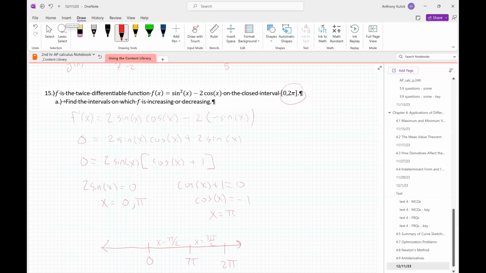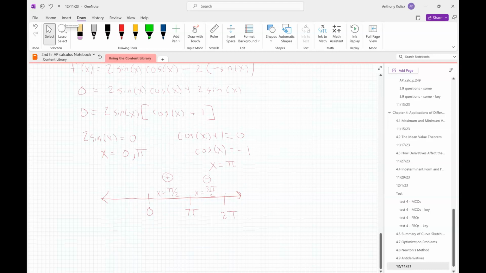When I plug that in, sine of pi over 2 is 1. Cosine of pi over 2 is 0. And sine of pi over 2 is 1, so that's going to be positive 2. Sine of 3 pi over 2 is -1. Cosine of 3 pi over 2 is 0, so I'd have 0 plus 2 times -1, so that's negative. So we are increasing from 0 to pi and decreasing from pi to 2 pi.